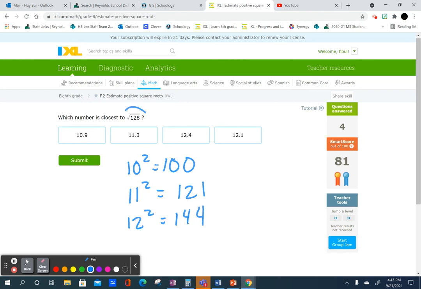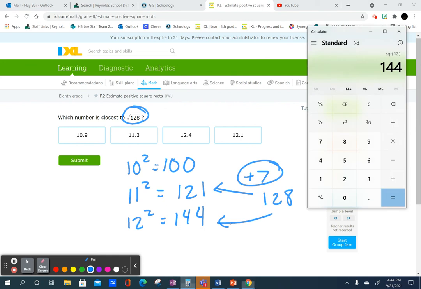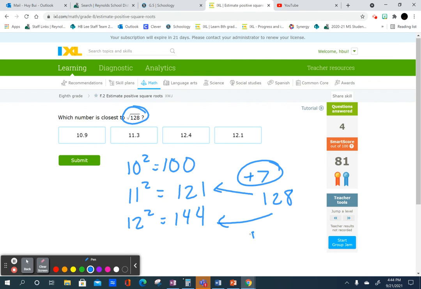All right, and our target number here is the square root of 128. So 128 is 7 away from 121. And if I do 144 minus 128, then that difference is 16 away from 144. So it's closer to 11 because it's only 7 away. We need a number closer to 11 than it is to 12. So 11.3 is close to 11, and it's not more than 12 for sure.